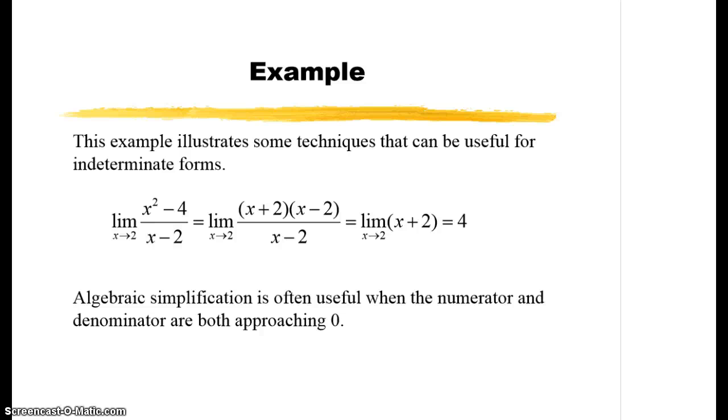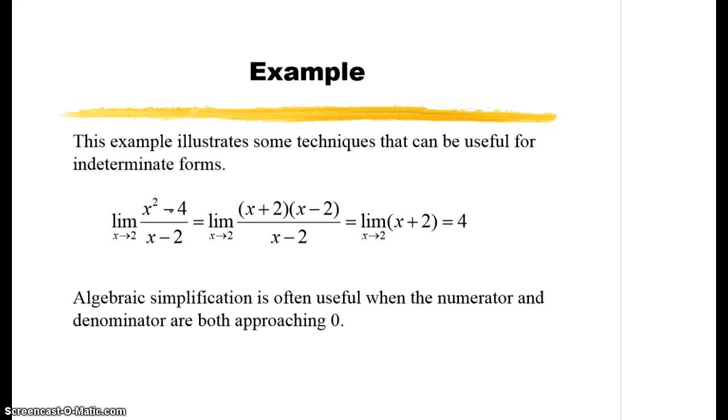Here's an example. This example, in fact, illustrates some techniques that can be useful for indeterminate forms. If you look at this limit, the limit as x approaches 2 of x squared minus 4 over x minus 2, that's a rational function. And notice plugging in 2 gives us 2 squared, which is 4, minus 4, a 0 on top, and 2 minus 2, a 0 on the bottom. So we get an indeterminate form.